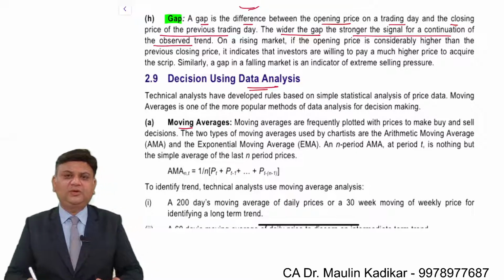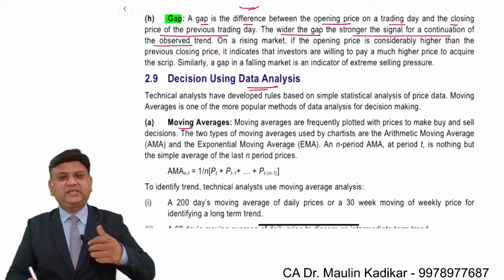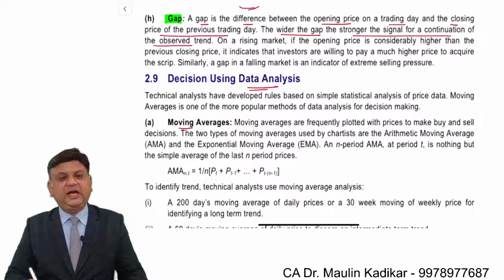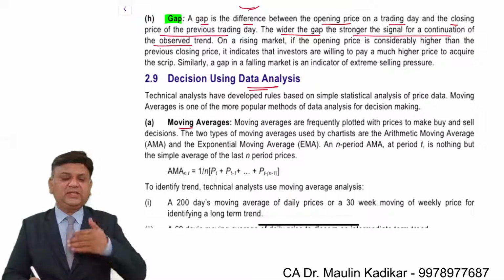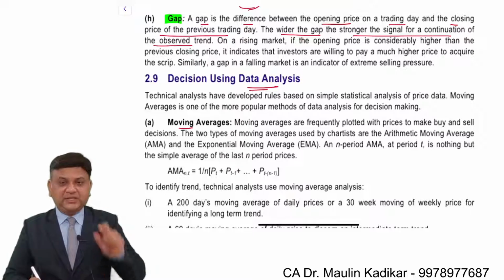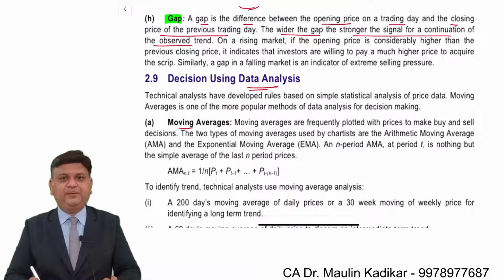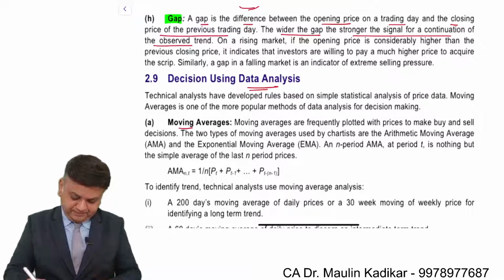Many times you might have heard that certain events are taking place internationally, and because of that the next day when the market opens, it opens at a different level than the price at which it closed the previous day. This is what we understand as the gap. Friday evening when the market is closing and Monday morning when it is opening, that is a huge time gap as far as the stock market is concerned, and because of this the gap will be very wide.